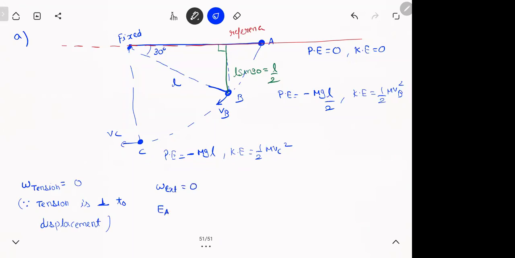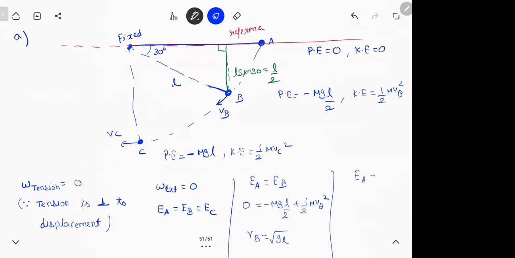So you can say energy at state A is equal to energy at state B is equal to energy at state C. Energy is constant. So if I take energy at state A equal to energy at state B, energy at state A is 0, equal to minus mg L by 2 plus half m Vb square. Half gets cancelled. You get Vb is equal to root gL. Similarly, energy at state A is also equal to energy at state C. So 0 is equal to minus mgL plus half m V square. So Vc will be root 2gL.